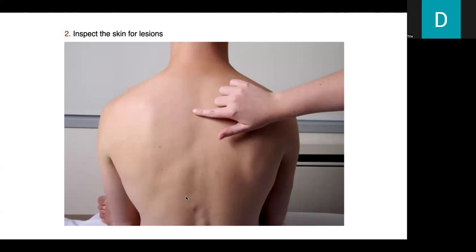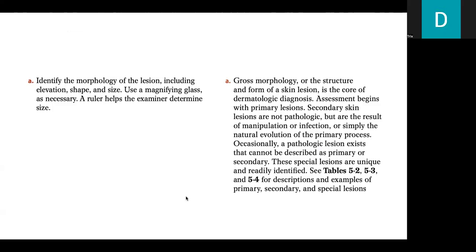Second, inspect the skin for lesions. Identify the morphology of the lesion, including elevation, shape, and size. Use a magnifying glass as necessary. A ruler helps the examiner determine size. Gross morphology, or the structure and form of skin lesion, is the core of dermatologic diagnosis. Assessment begins with primary lesions.